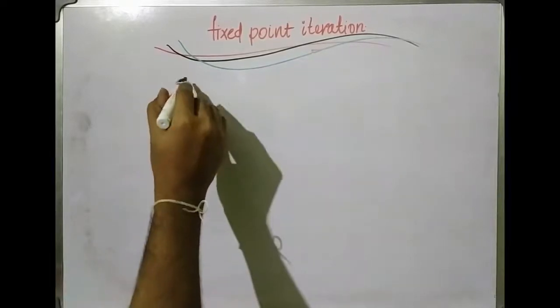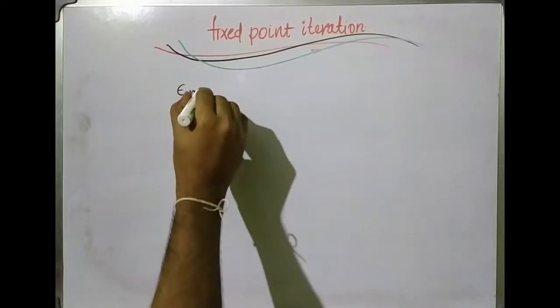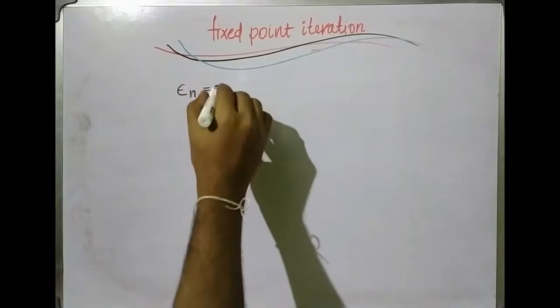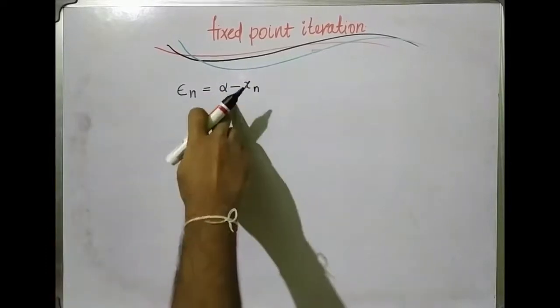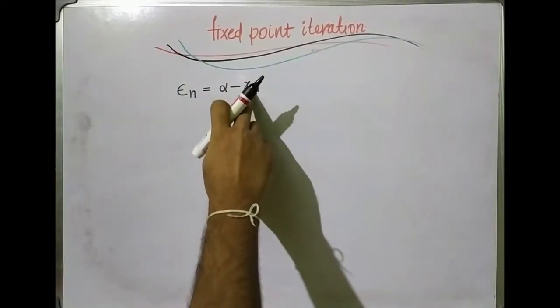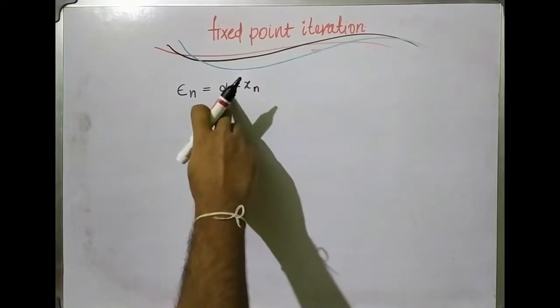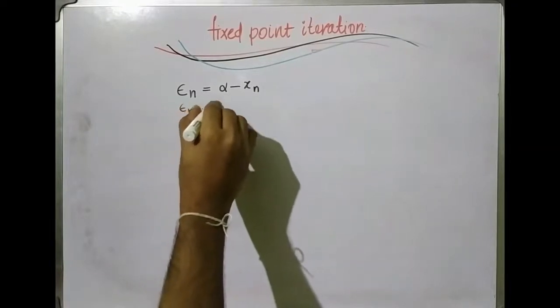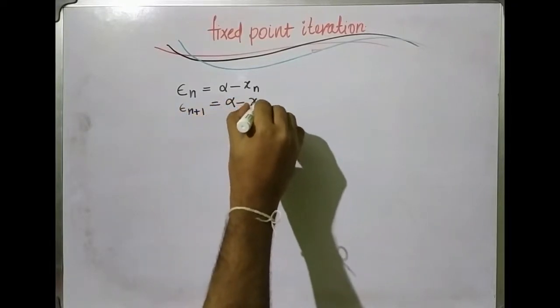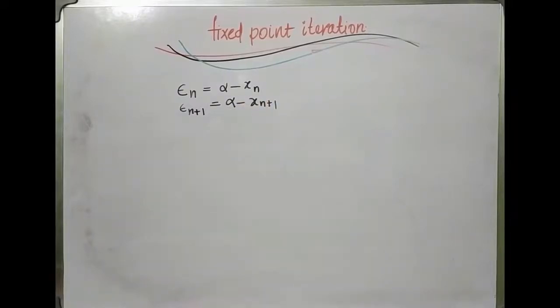So suppose that epsilon n is the error at the nth step, that is, it is the difference between alpha and the nth approximation xn. So alpha is the fixed point and at the nth iteration xn is the approximation of alpha. So that is the error at the nth step. So at n plus 1 step the error will be alpha minus xn plus 1. So I am going to find a relation including the error, so that looking at phi x we have an understanding of the error at each iteration.